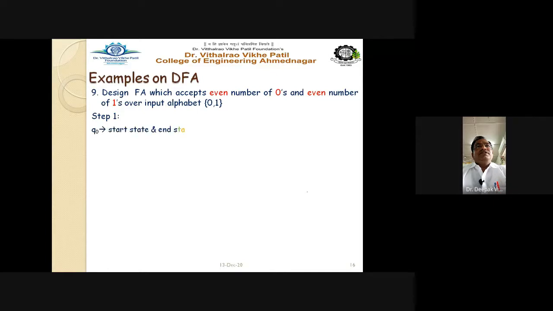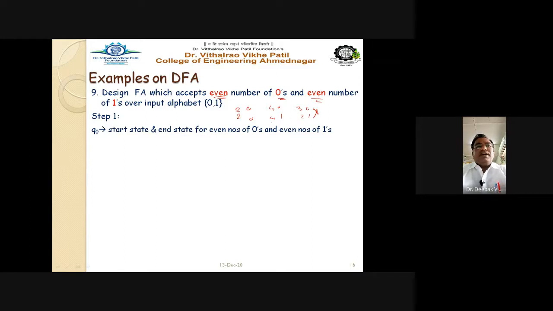Design a FA which accepts even number of zeros and even number of ones over input alphabet 0, 1. So we have to design a finite automata which accepts even number of zeros and even number of ones. Means there must be two 0s and two 1s, or either four 0s and four 1s. If there are three 0s and two 1s, this string must not get accepted by the finite automata.